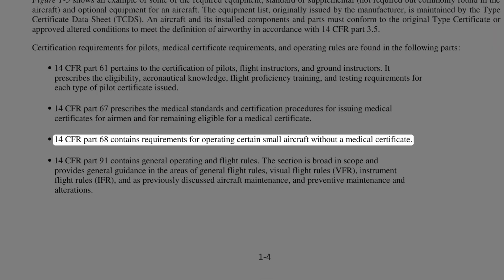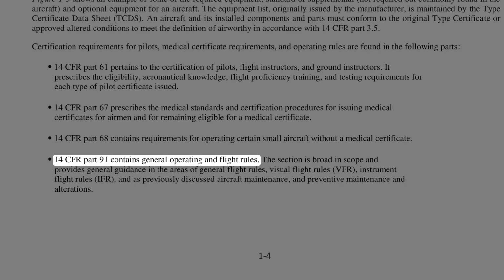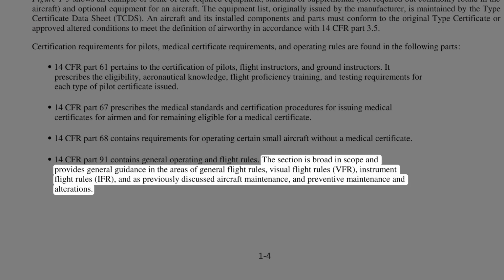14 CFR Part 68 contains requirements for operating certain small aircraft without a medical certificate. 14 CFR Part 91 contains general operating and flight rules. The section is broad in scope and provides general guidance in the areas of general flight rules, visual flight rules, VFR, instrument flight rules, IFR, and as previously discussed, aircraft maintenance and preventive maintenance and alterations.